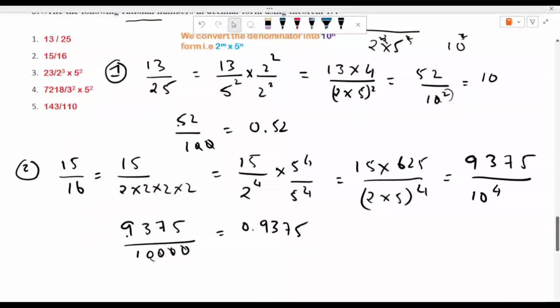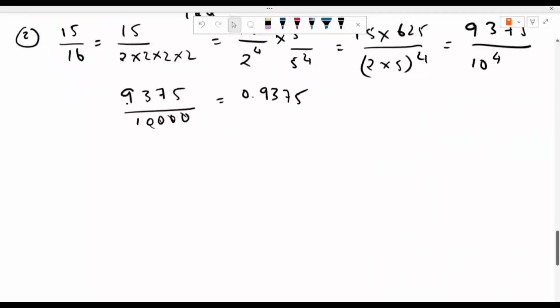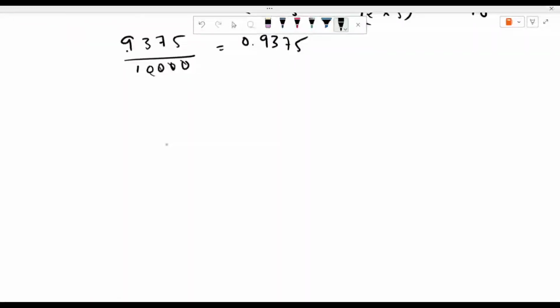Okay, now let us take the third question. What is 23 divided by 2 cube into 5 square? Now look here, we have to get the same powers. 2 and 5 should have the same power, but in this case they have different powers. 2 has 3 and 5 has 2, so we have to convert them into equal powers.